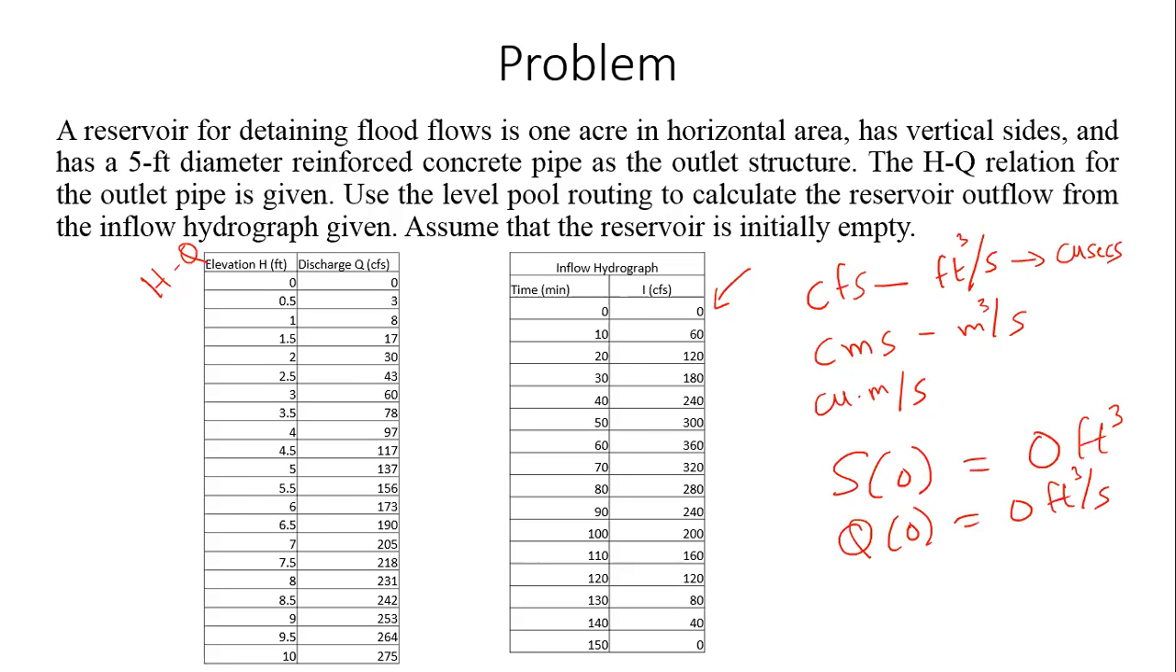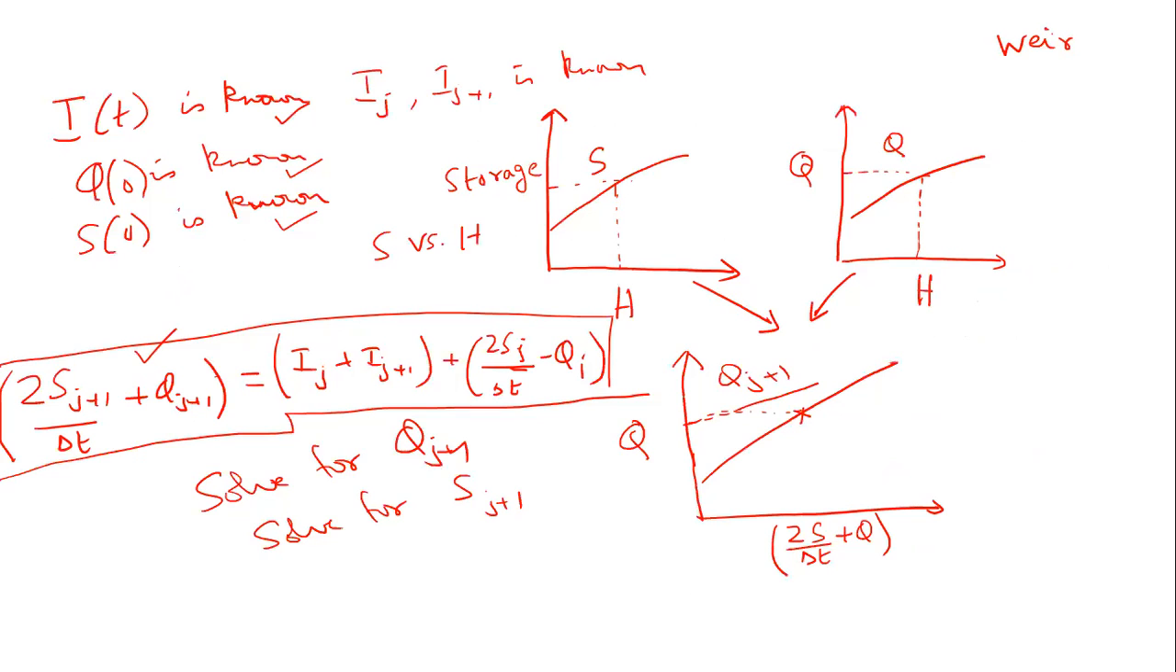Let's just quickly go back to this previous figure and see what we need. H versus Q is known, so this piece of information is already known. Ij and Ij plus 1 are known, no problem. Do we have this curve? We don't. We'll have to construct this. But what about storage versus height? Is that known? What about storage versus height? S versus H.